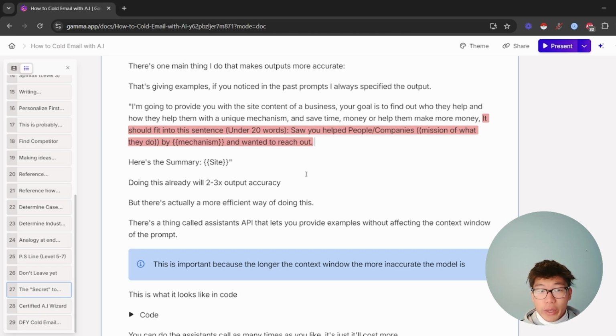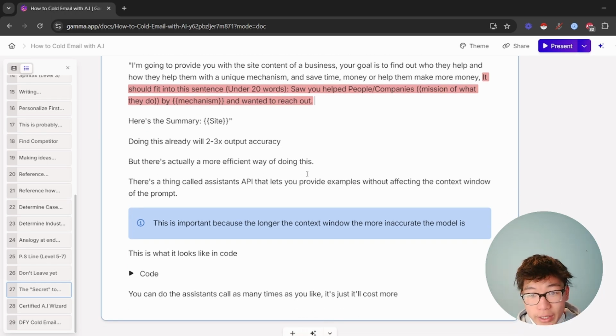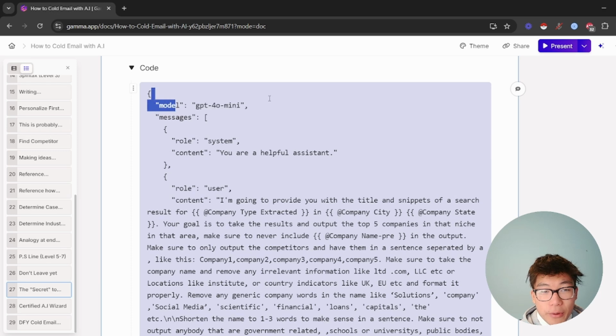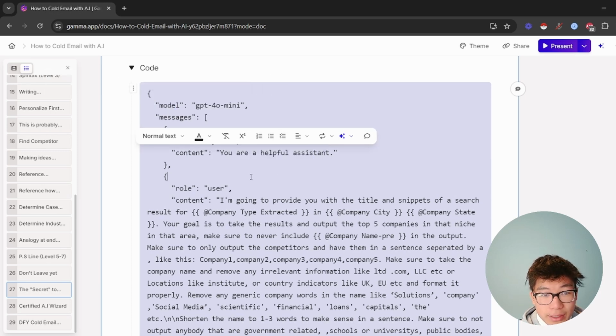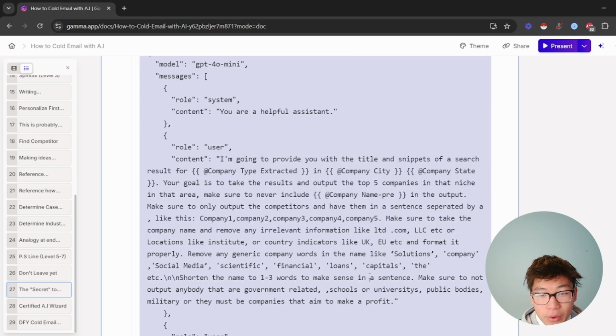There's actually a more efficient way of doing this. There's a thing called the Assistants API that lets you provide examples without affecting the context window of the prompt. This is important because the longer the context window, the more inaccurate the model. So this is what it looks like in code. So, GPT-4 Mini, system: you are a helpful assistant. User: I'm going to provide you with this. I'm not going to go through this because it's the same as before.